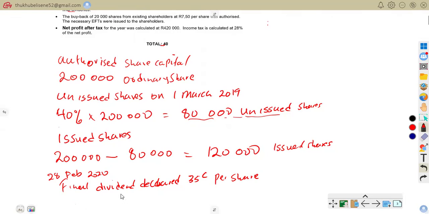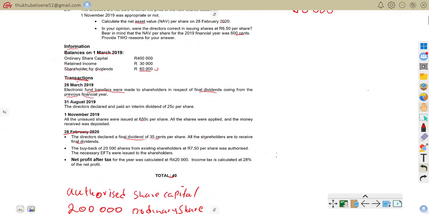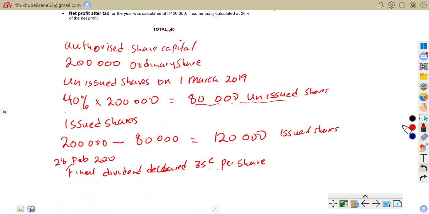So this is our final dividend. Declared is what? 35 cents. So let's go straight back to it so that we understand it more. As it says, directors declared final dividends of 35 cents per share, and all shareholders are to receive the final dividend. So that is that.